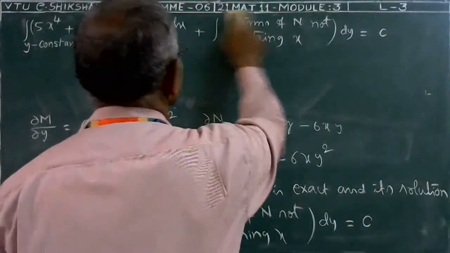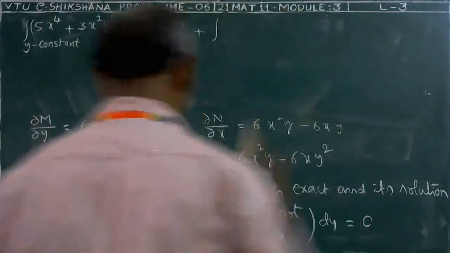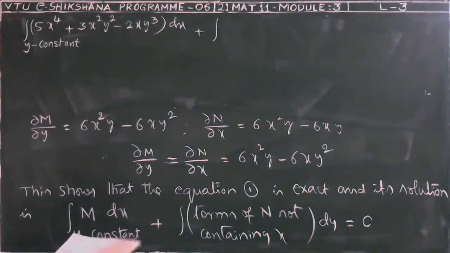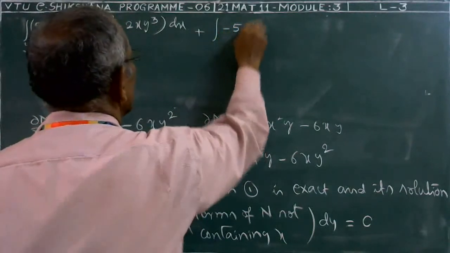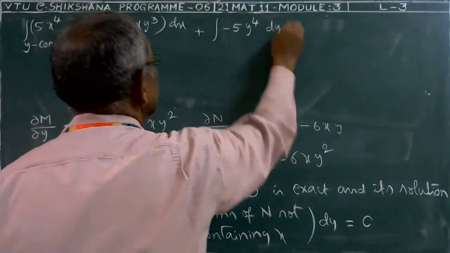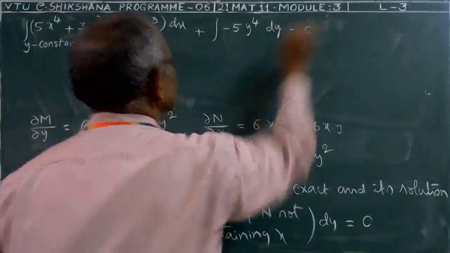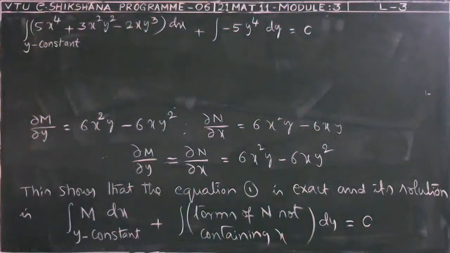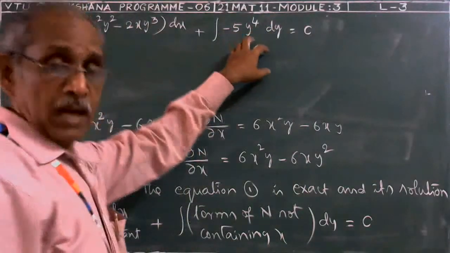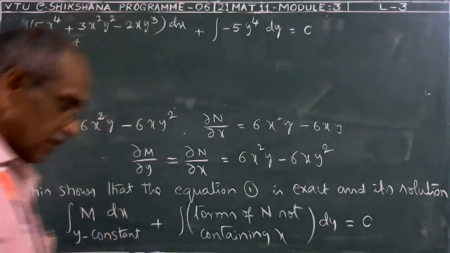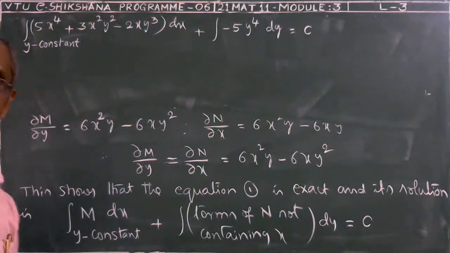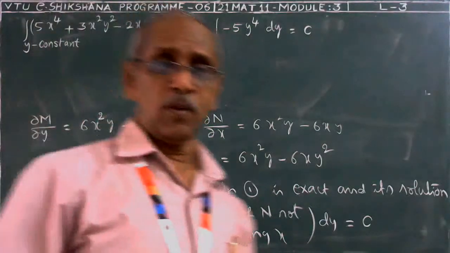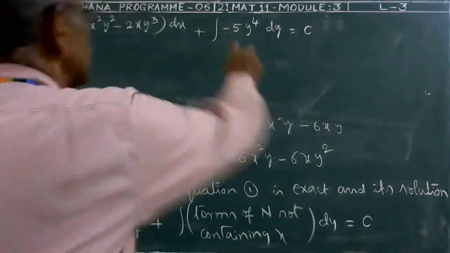Terms of n not containing x is minus 5 y power 4 dy is equal to c. So we have to write only the terms not containing x. As per the given problem, n has only the last term, minus 5 y power 4, which is free from x, so that must be written here.